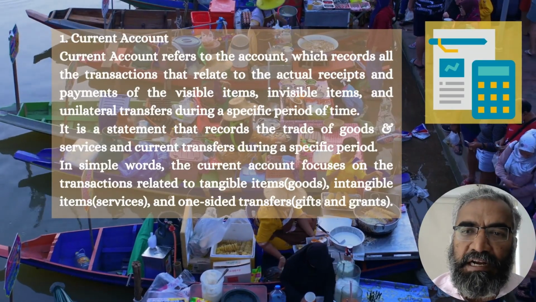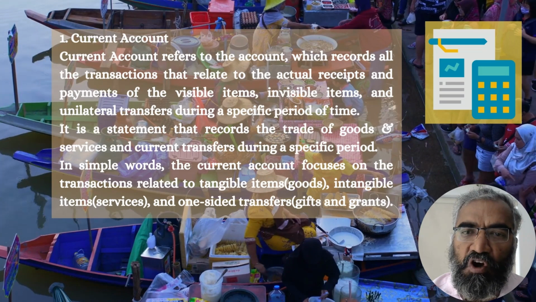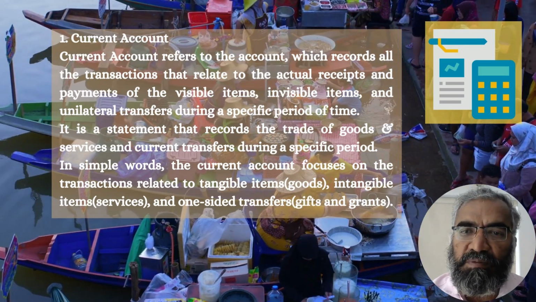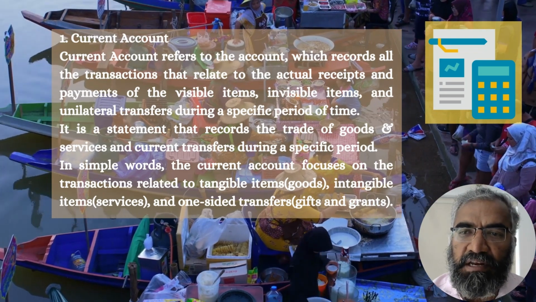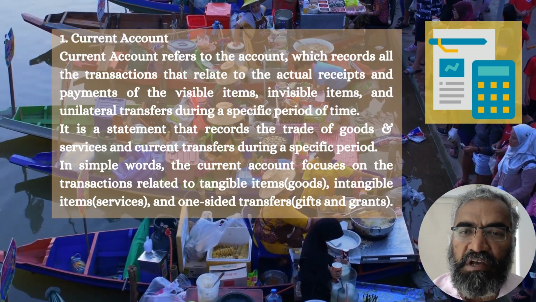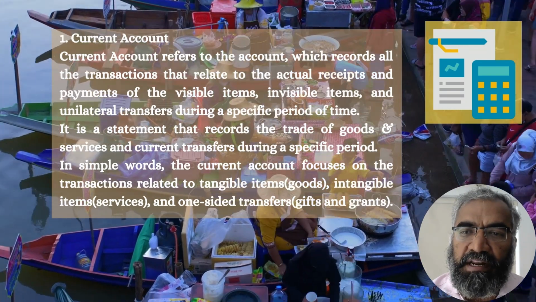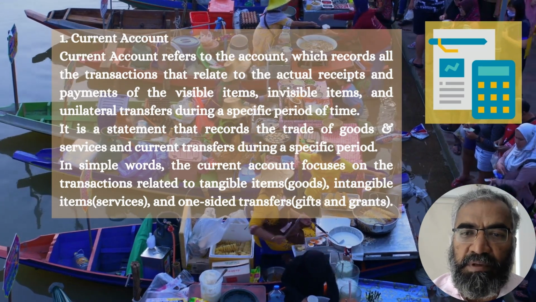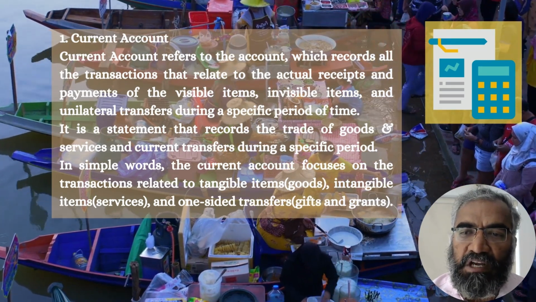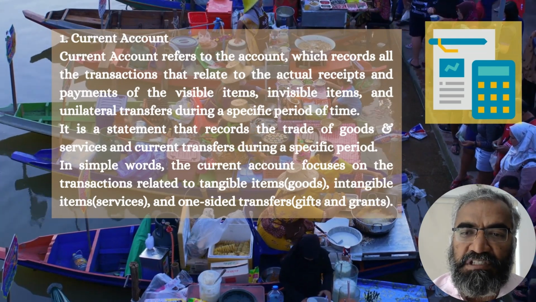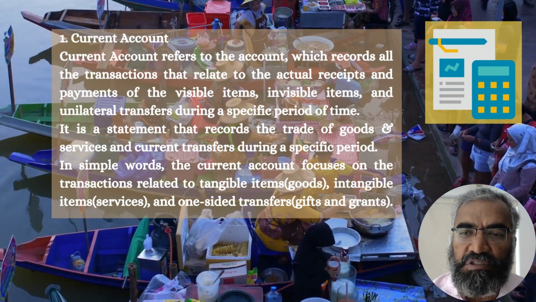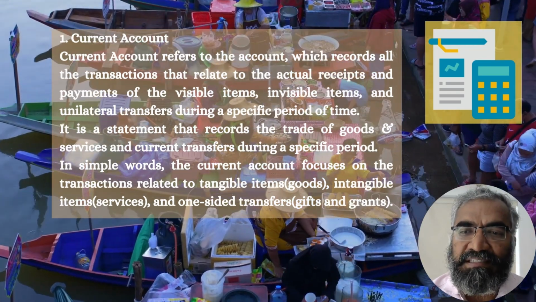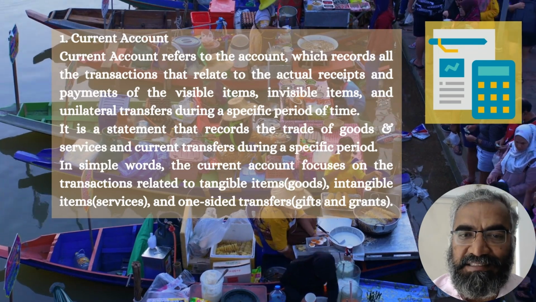First, current account. Current account refers to the account which records all the transactions that relate to the actual receipts and payments of the visible items, invisible items and unilateral transfers during a specific period of time. It is a statement that records the trade of goods and services and current transfers during a specific period. In simple words, the current account focuses on the transactions related to tangible items, that is goods, intangible items, services, and one-side transfers, that is gifts and grants.